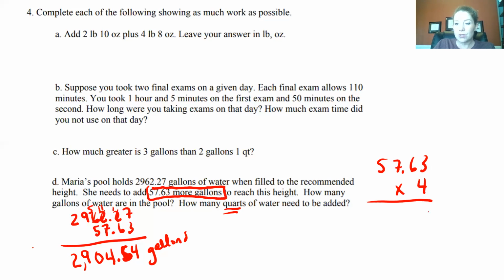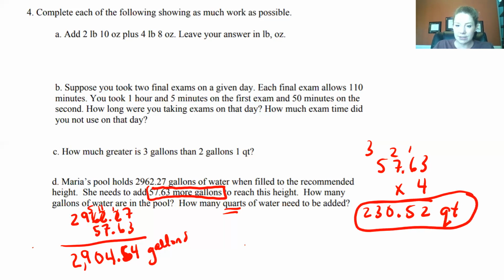So 3 times 4 is 12. 24 plus 1 is 25. 28, 29, 30. 23, and 2 numbers behind the decimal. So the number of quarts that's needed is 230.52 quarts. That is the second answer. All right, let me get rid of this.